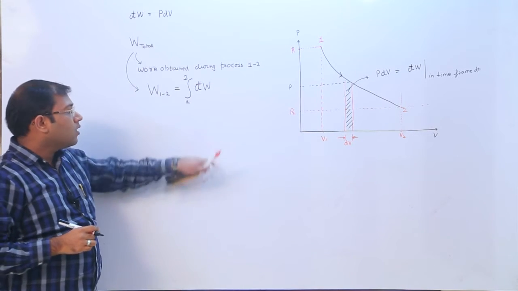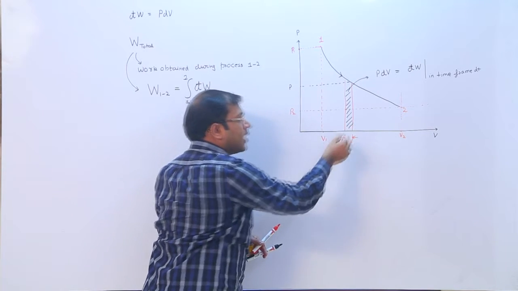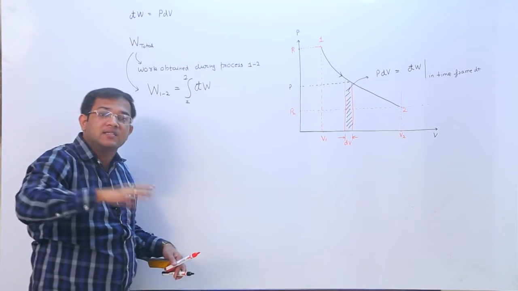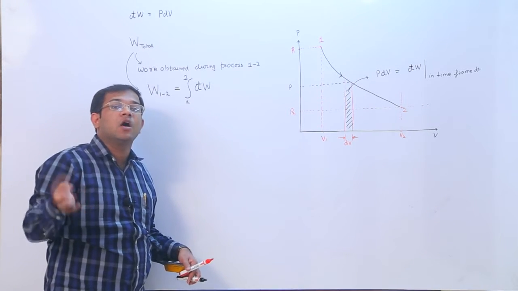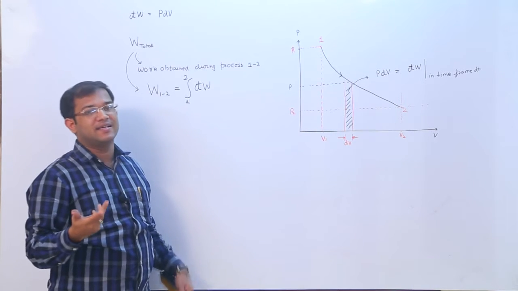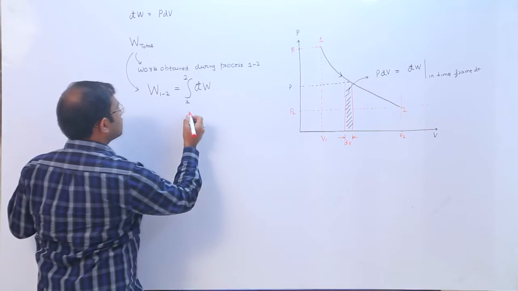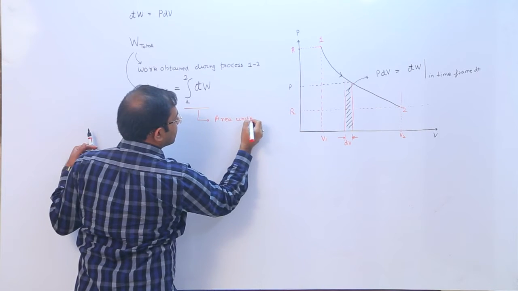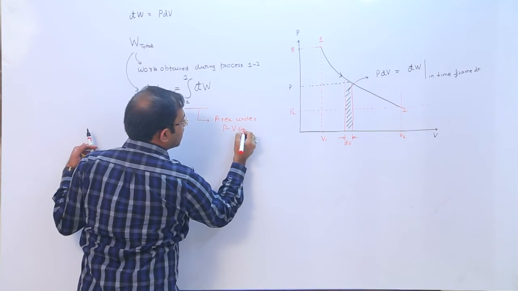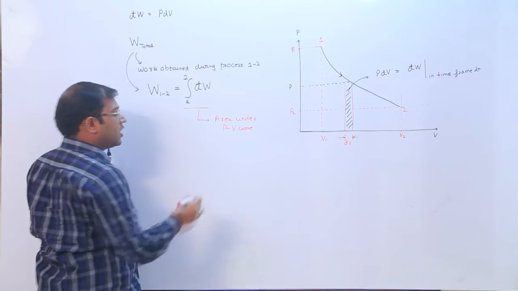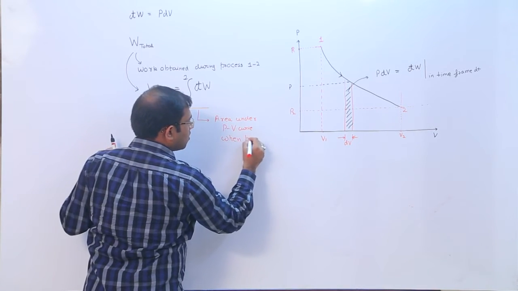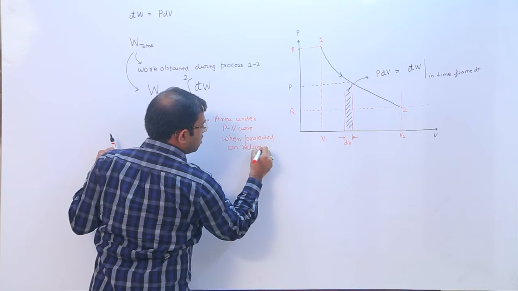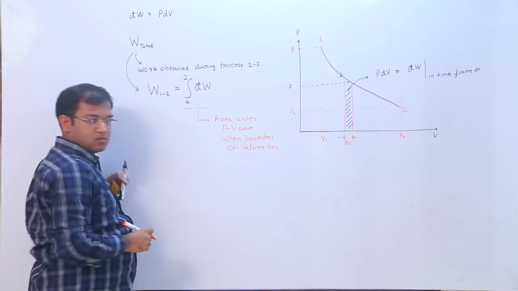Is it okay? And see, there is one small element, and between your state 1 and state 2 there will be infinite such small elements, and adding the area of all these elements is nothing but integration. So this quantity is nothing but equal to the area under the PV curve, when projected on the volume axis.